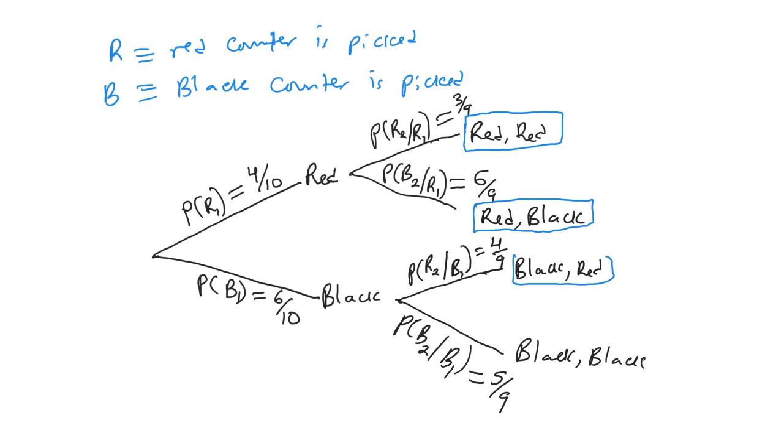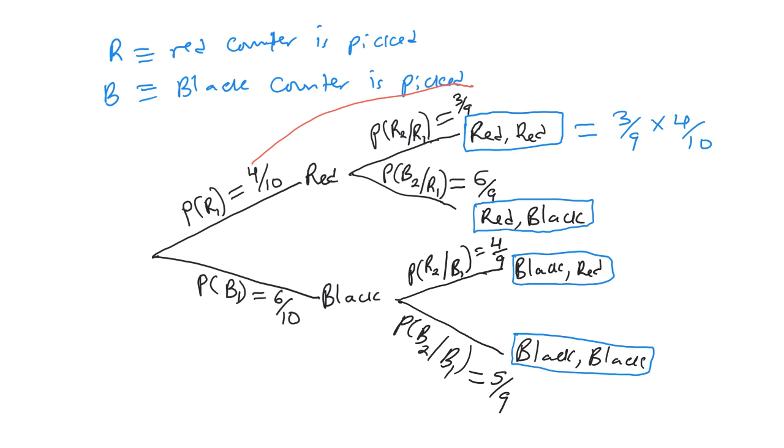Okay, the events are always written at the end of the branch. So the probability that we pick a red the first time and then the second time we pick a red is going to be 3 over 9 times 4 over 10. Multiply the probabilities along a branch. Okay, these are the probabilities I'm multiplying along that branch.